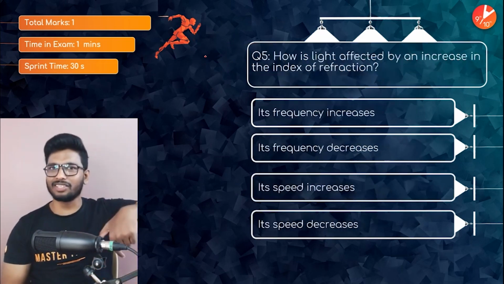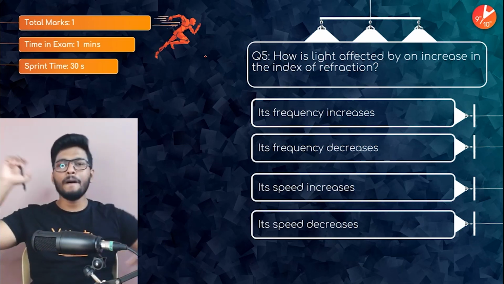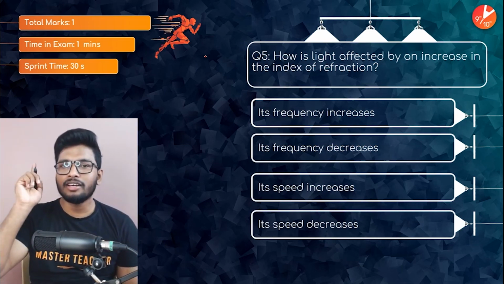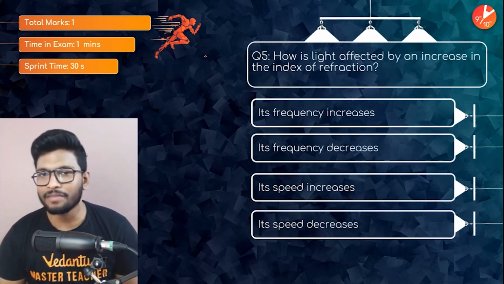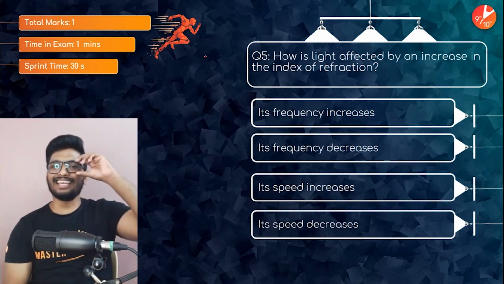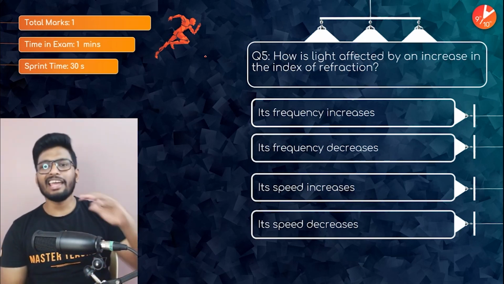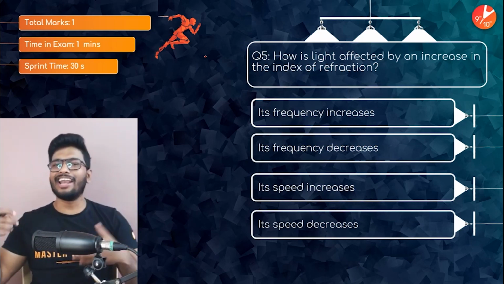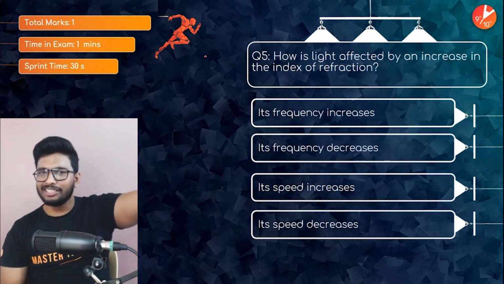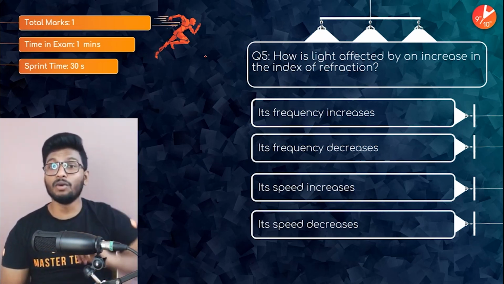I hope that all of you are giving the right answer. In the chat box, keep spamming if you have to, but always get the right answer. That is what matters. All right. Fifth question. How is light affected by an increase in the index of refraction, or refractive index? If the refractive index increases, what would the effect on light be? Would its frequency increase? Would its frequency decrease? Would its speed increase or would its speed decrease?